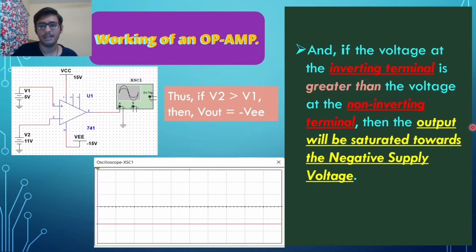And if the voltage at the inverting terminal is greater than the voltage at the non-inverting terminal, then in this case also the output will be saturated. But in this case, we'll get the maximum negative power supply voltage at the output. As seen in this figure, we have connected 5 volts to the non-inverting input terminal and 11 volts at the inverting input terminal. So clearly the voltage at the inverting input terminal is greater than the voltage at the non-inverting input terminal. So as it can be seen from this oscilloscope, the output is saturated and we are getting the maximum negative power supply voltage at the output. Thus, if V1 is greater than V2, then Vout is equal to minus VEE.